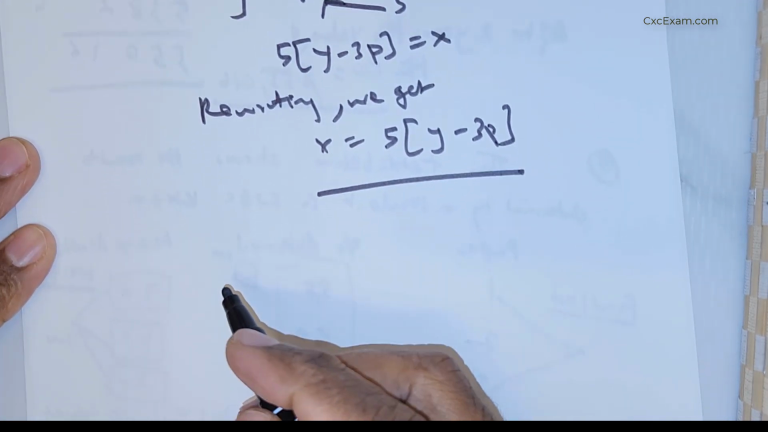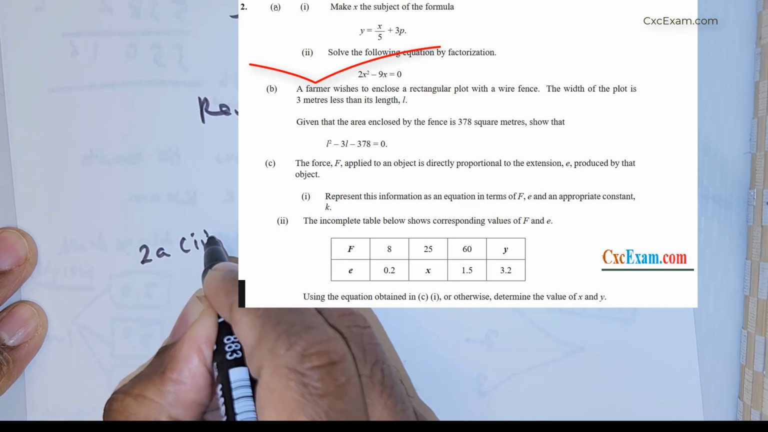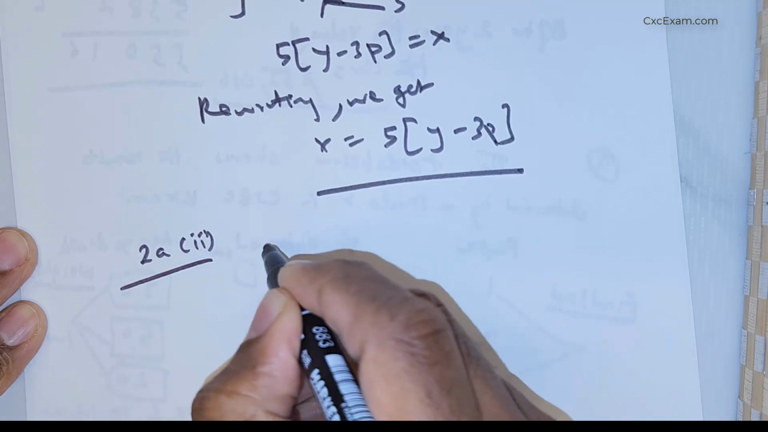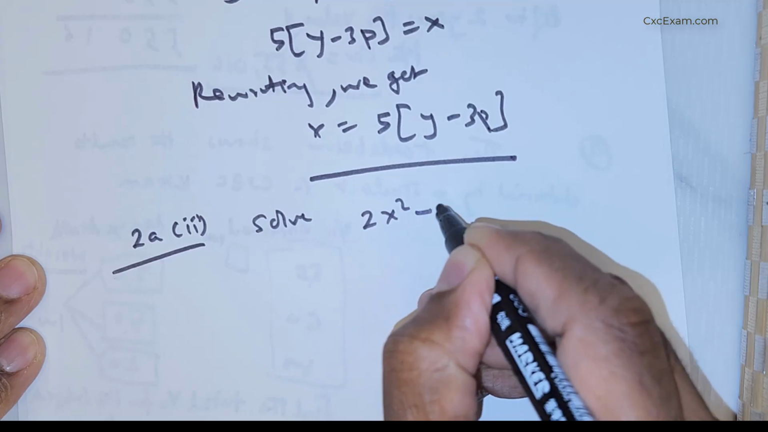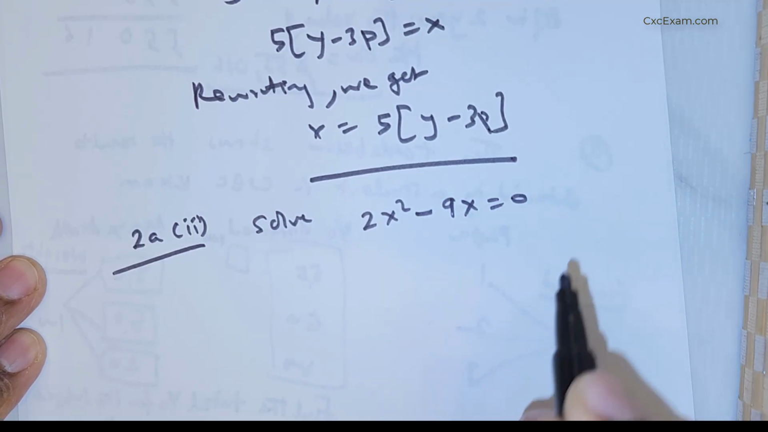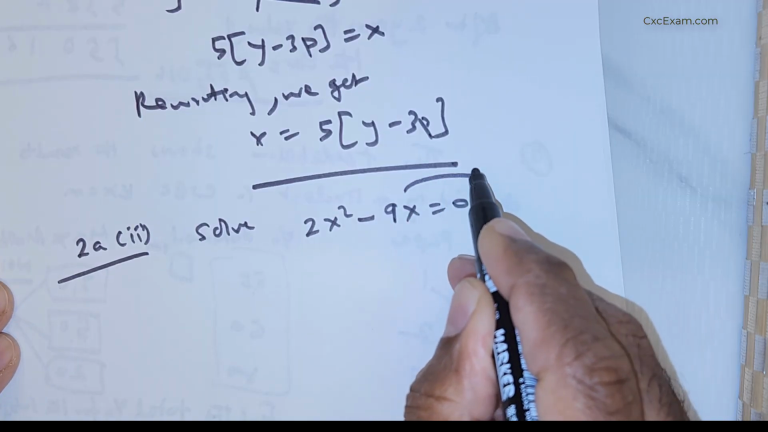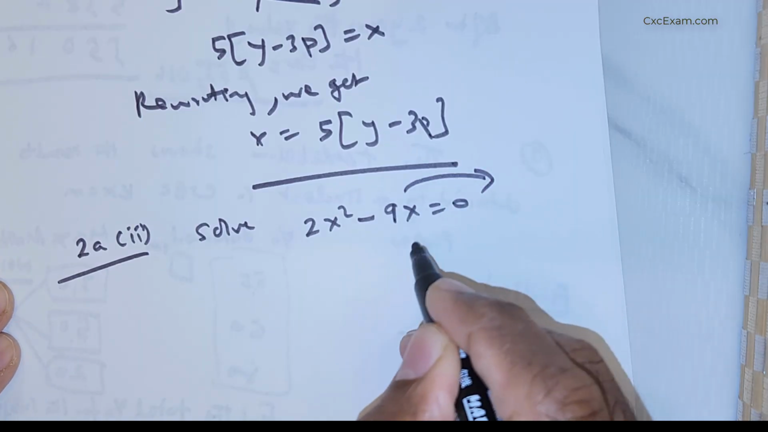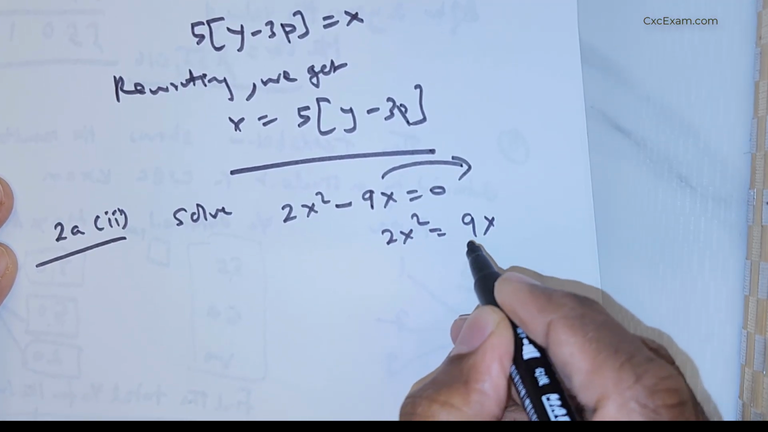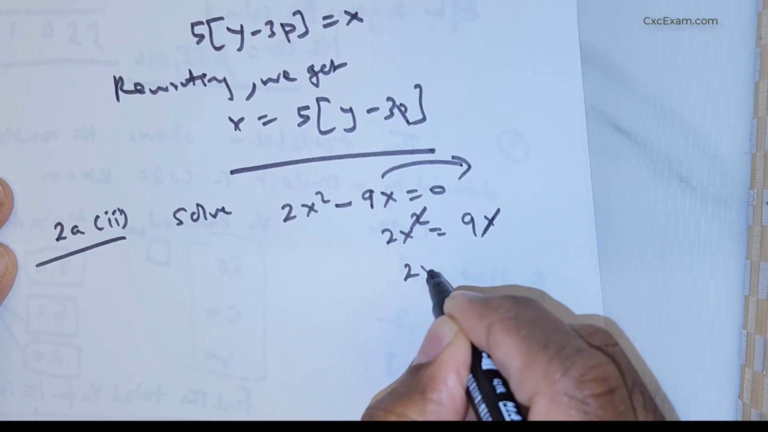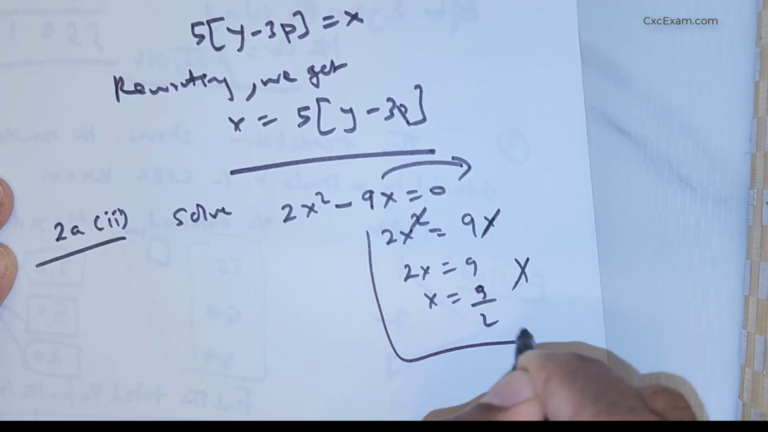So this is the next question. It's 2A2. We are asked to solve 2x squared minus 9x is equal to 0. Now what people do is they would push this 9x to the other side and rewrite this as 2x squared is equal to 9x. And then they cancel x out, so you have 2x is equal to 9, so x is equal to 9 over 2. But this is incorrect.